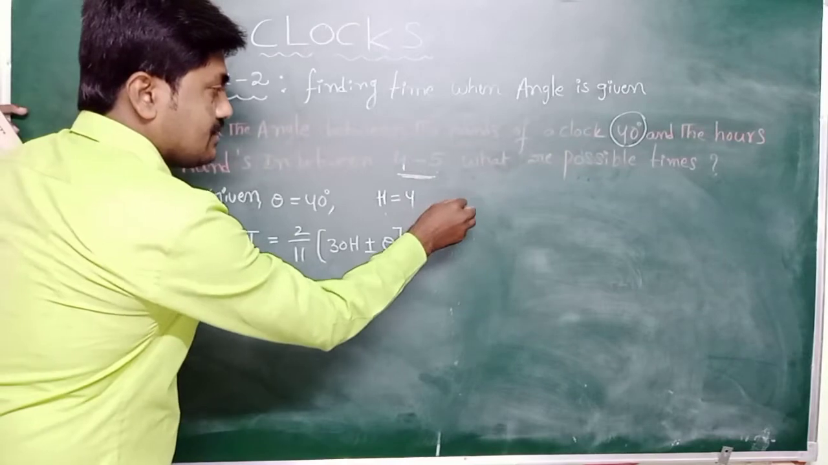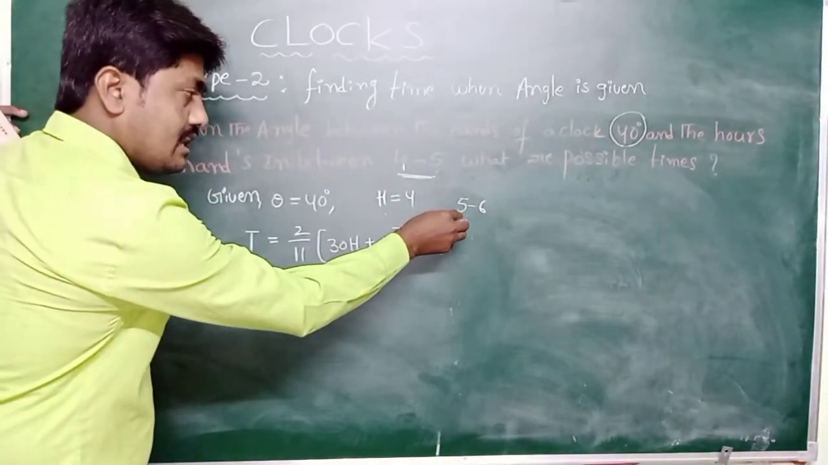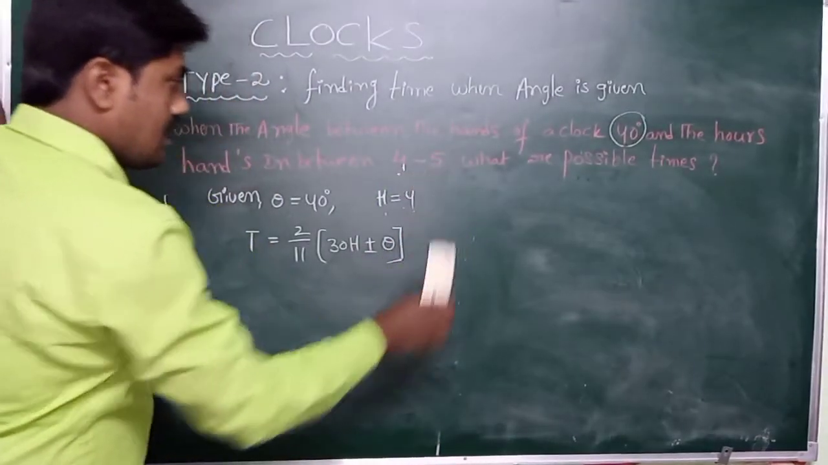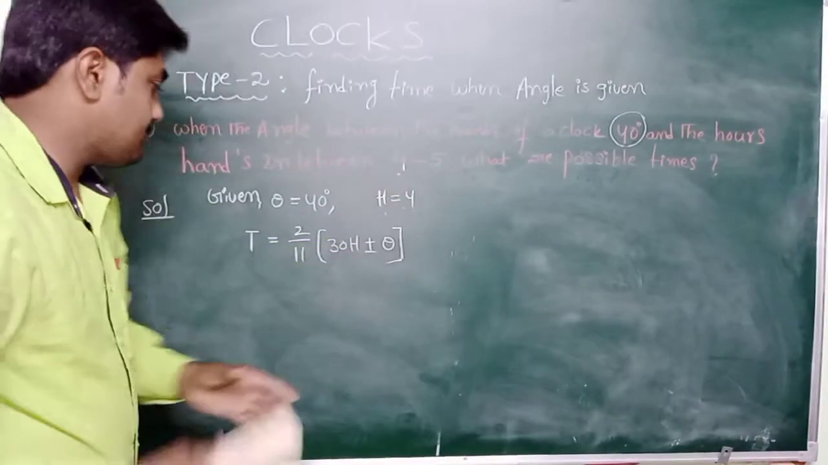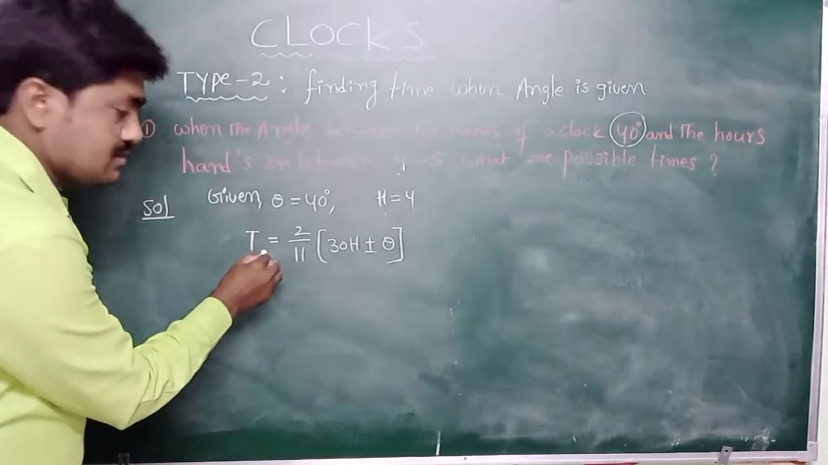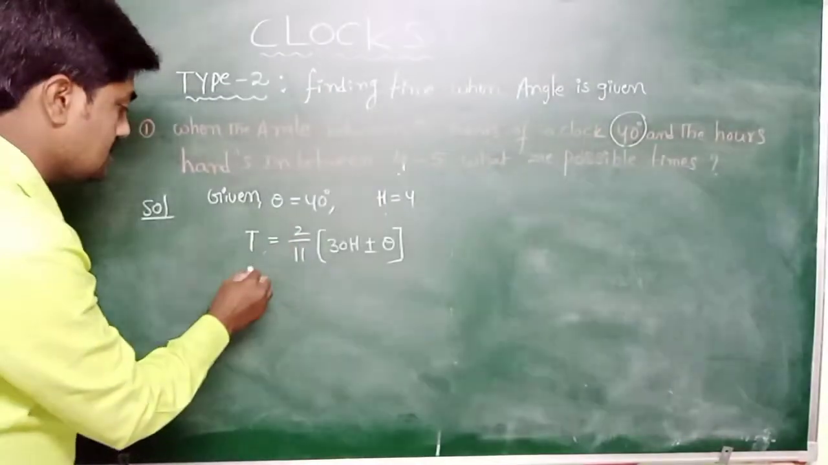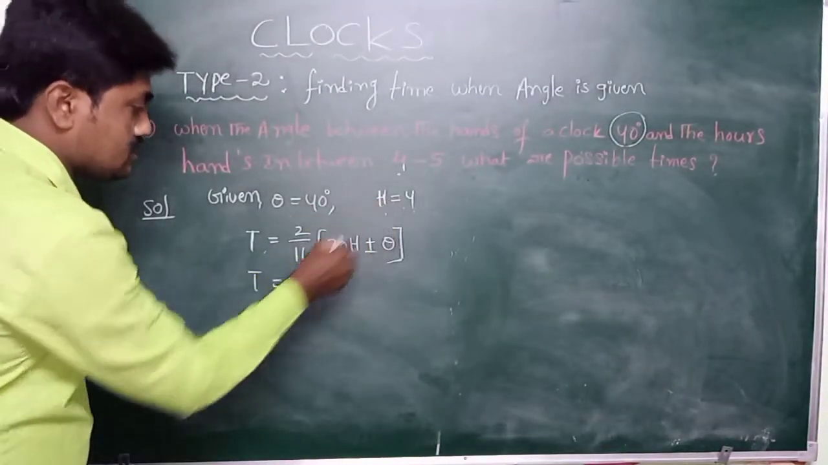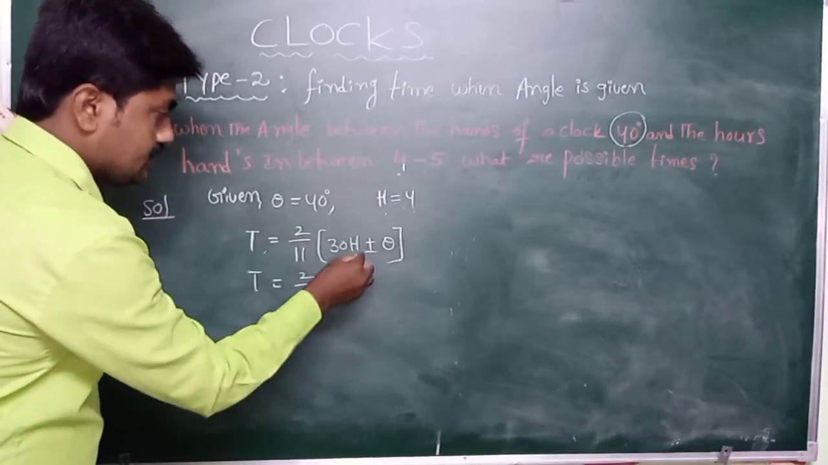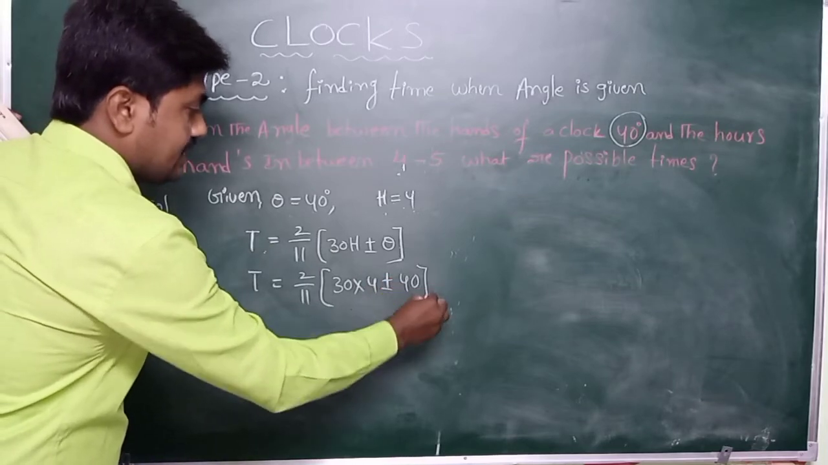Suppose it is given 5 to 6 hours, what is the initial time here? The H value is 5 only. Understood, students? Now we have one formula: time t is equal to 2 by 11 into (30h plus or minus theta). So t is equal to 2 by 11 into 30 into the h value 4, plus or minus theta value 40 degrees.